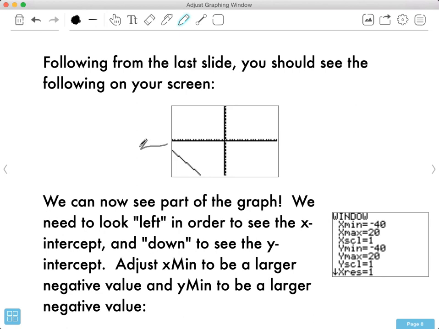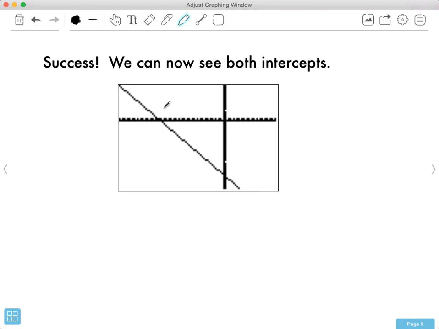I need to see more to the left to be able to see my x-intercept. That means I'm going to have to adjust the x min value, and I need to see further down to see my y-intercept, which means I'm going to have to adjust my y min value. So in the window over here, you can see I made my x min value a larger negative number to show more to the left, and I made my y min value a larger negative number to see more of the graph down below what the window is currently showing. And what we get is a graph where we can see both intercepts.